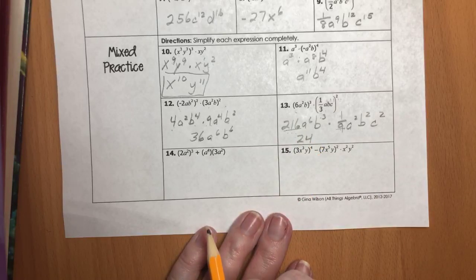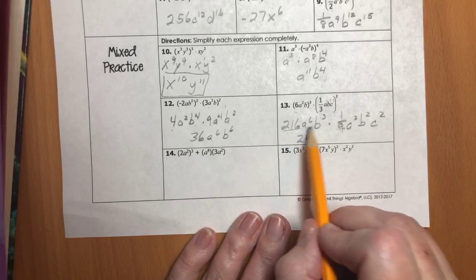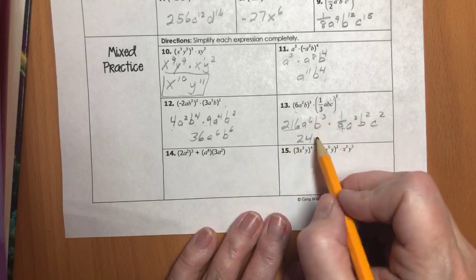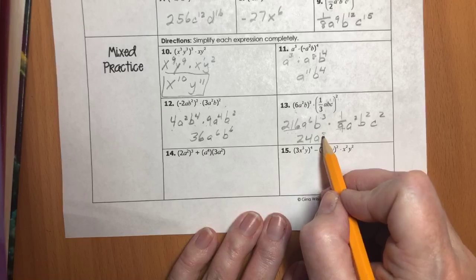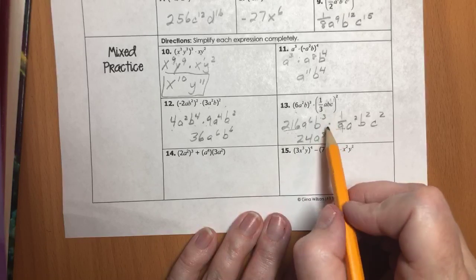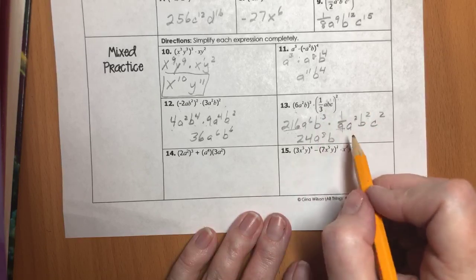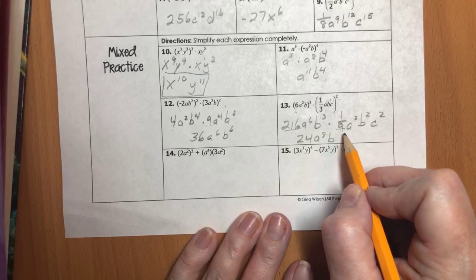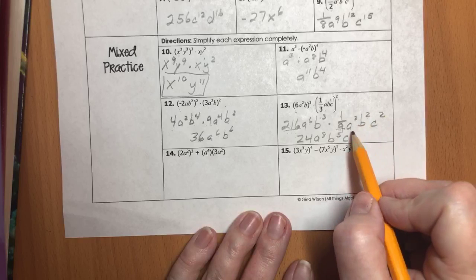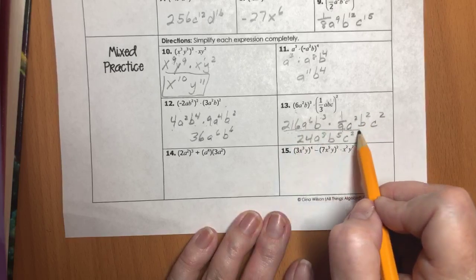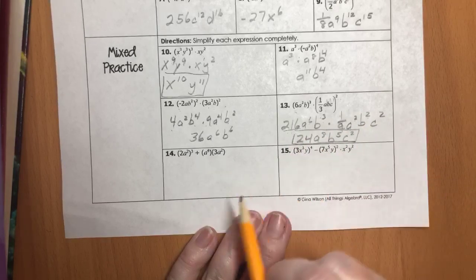Okay, now all we have to do is add these numbers together on top of each of these variables. A, 6 plus 2 is 8. B, 3 plus 2 is 5. C, there's no other C, so we're just going to put a 2. So that should be your answer.